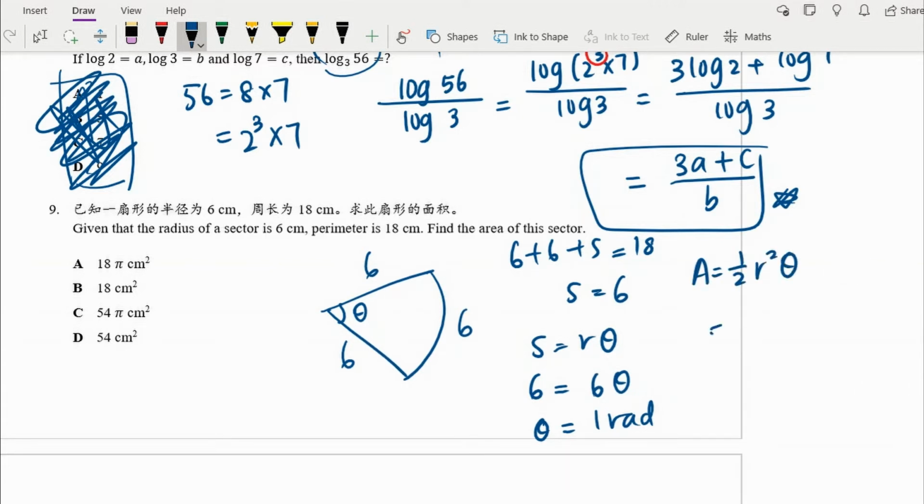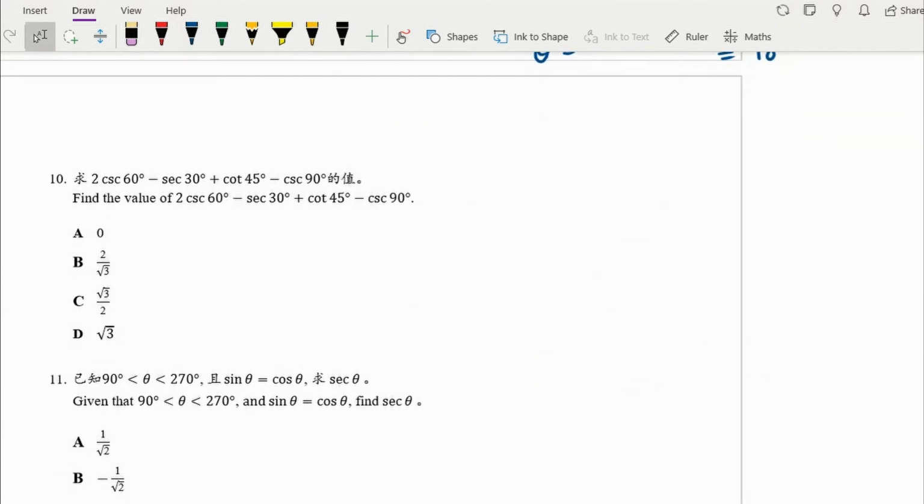Half, your r now is, where's your r? It's your 6 squared. Theta, what's your theta? Theta is 1 radian. So it's 36 over 2, which is 18. The answer is B. Be careful, don't circle A, okay? No pi. No pi. Okay, question number 10. After question 10, maybe we rest for a while.